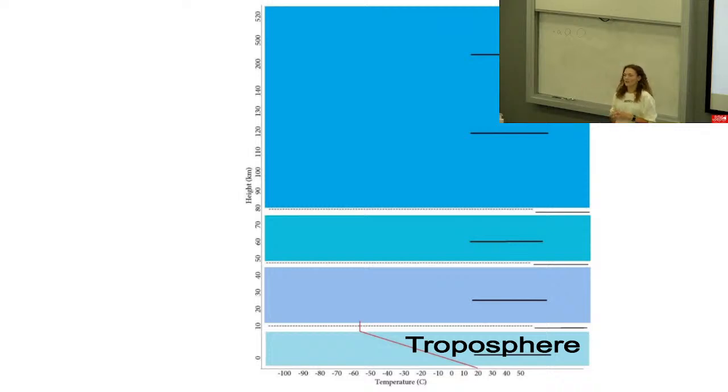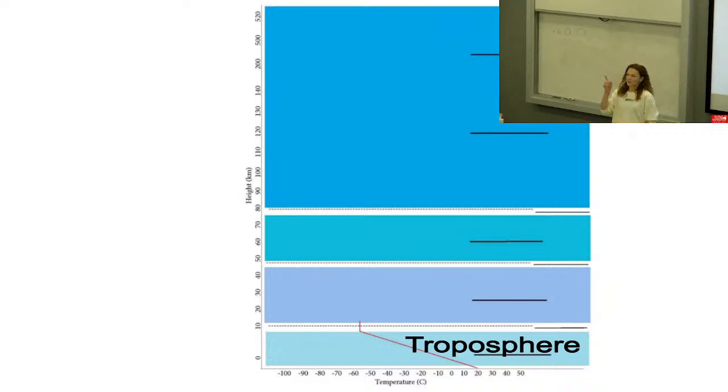This is where all of the weather happens, all of that water vapor Miles was talking about. It's all mainly located in the troposphere. The key things to remember for the troposphere is, like I said, weather happens here, but another really big thing to remember for the troposphere is as altitude increases, our temperature decreases.